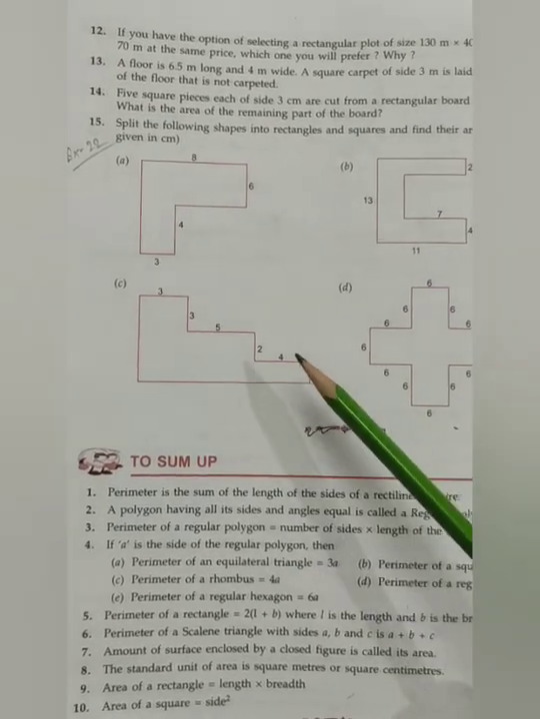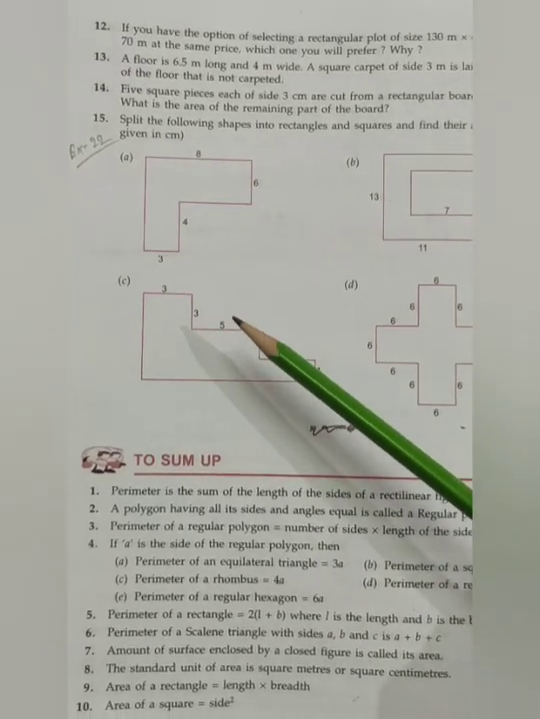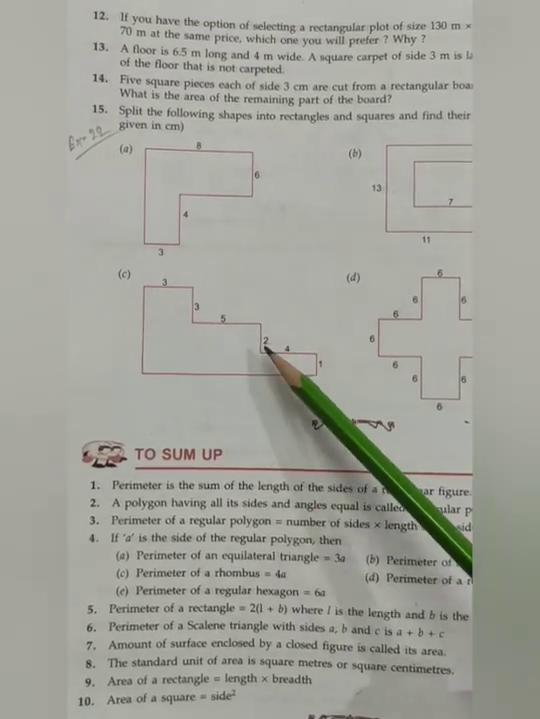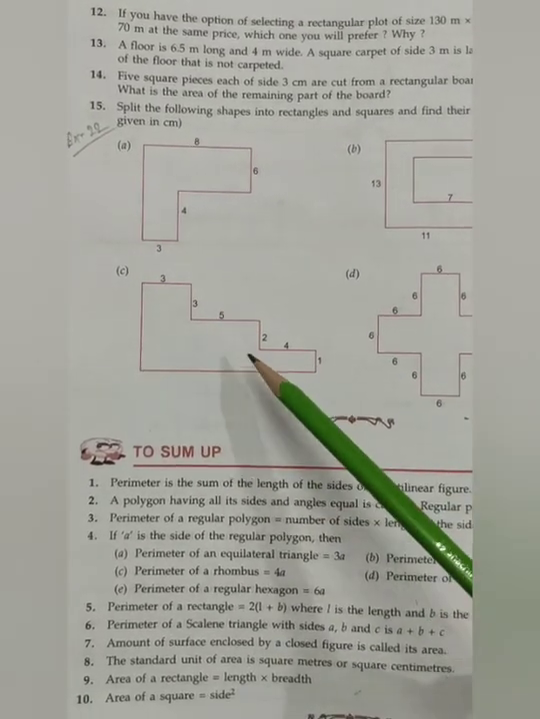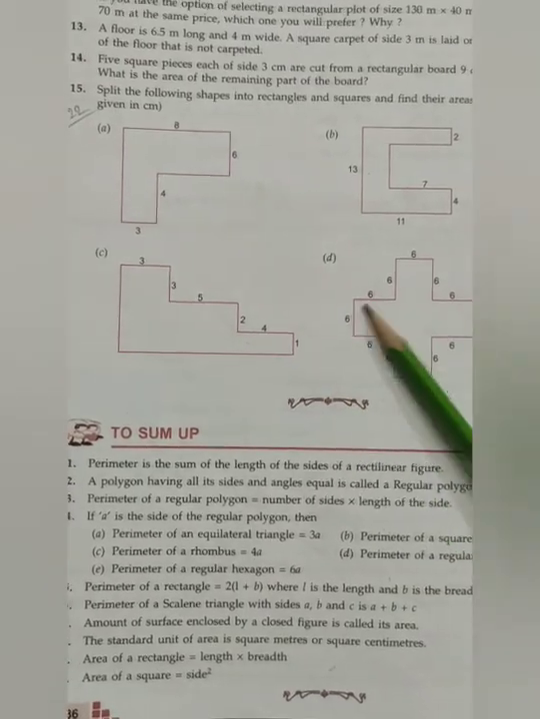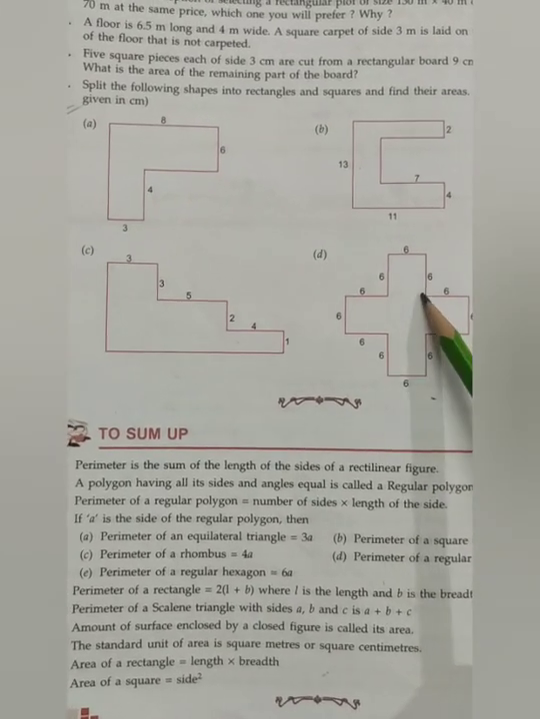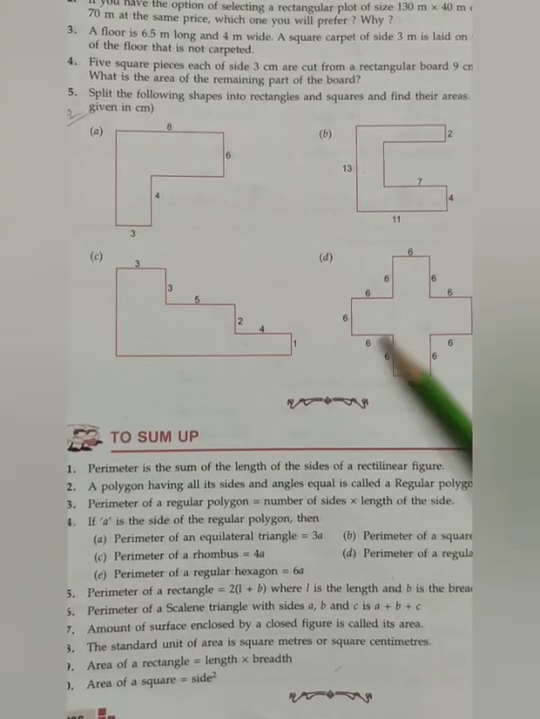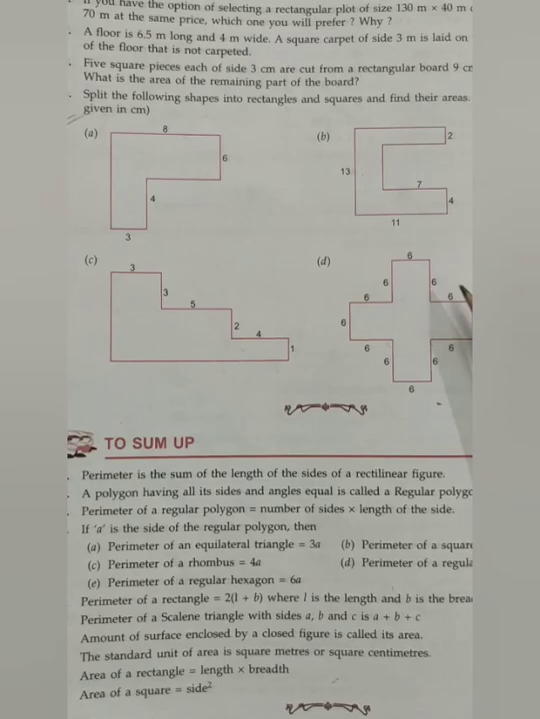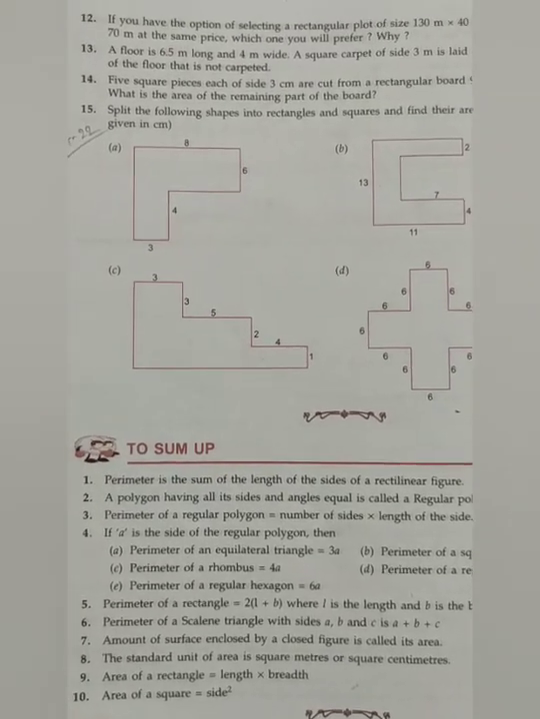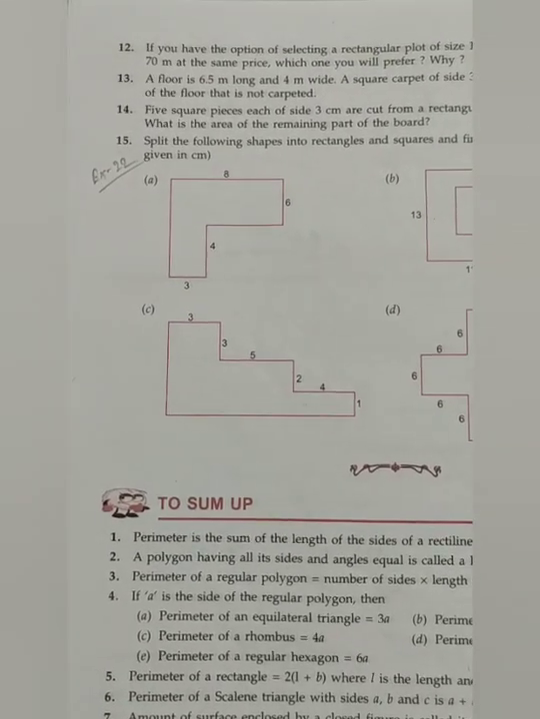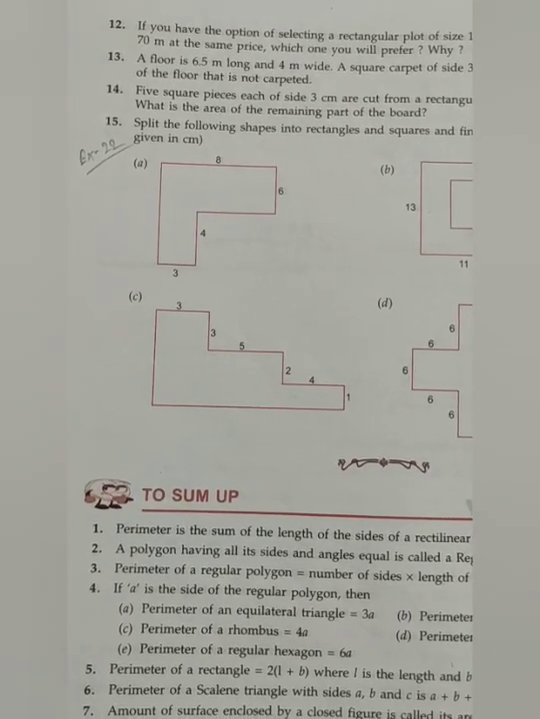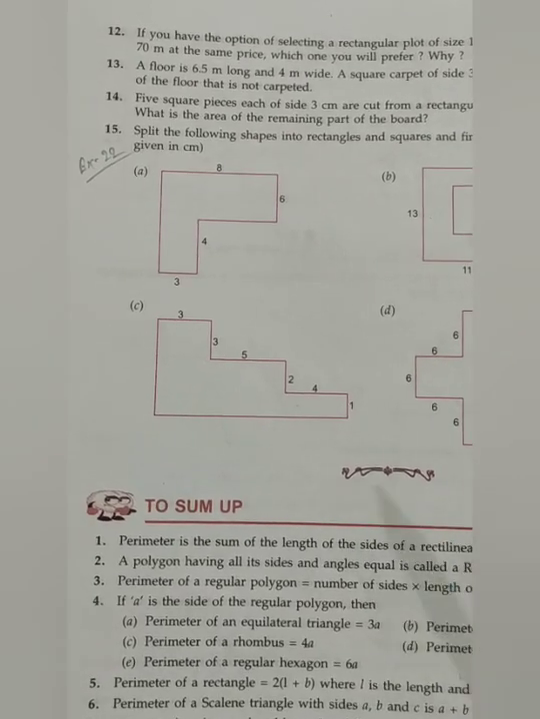Here in C, if you join like this or like this, you get 3 figures. Okay, and in this figure, you just join 1, 2, 3, 4 lines. Then you easily get 4 squares. Okay, so like this children, you complete this exercise in your copy. First follow all the examples. Okay, then you start this exercise.